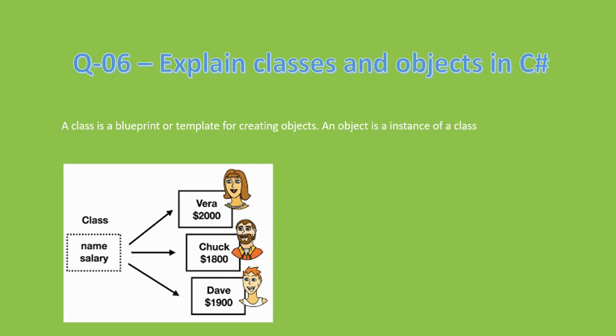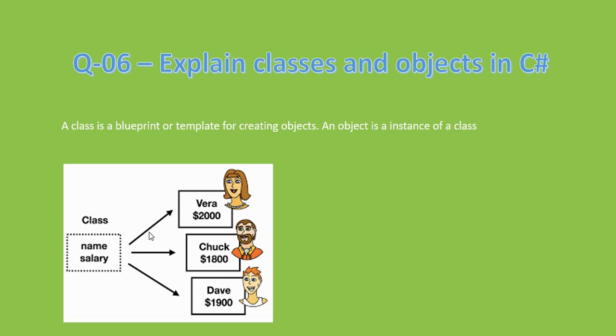A class is a blueprint or template for creating object. An object is an instance of class. Did you get the idea? Did you get what it means actually? Alright. Here you have a class, right? The class is like an employee, right? A class is a template actually, or a blueprint for creating object.